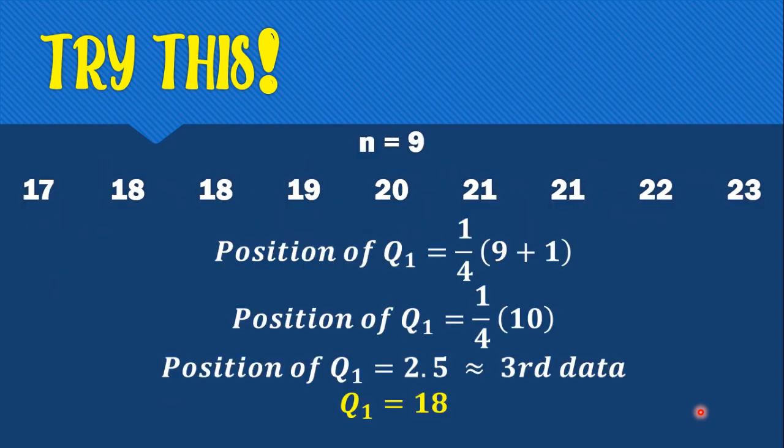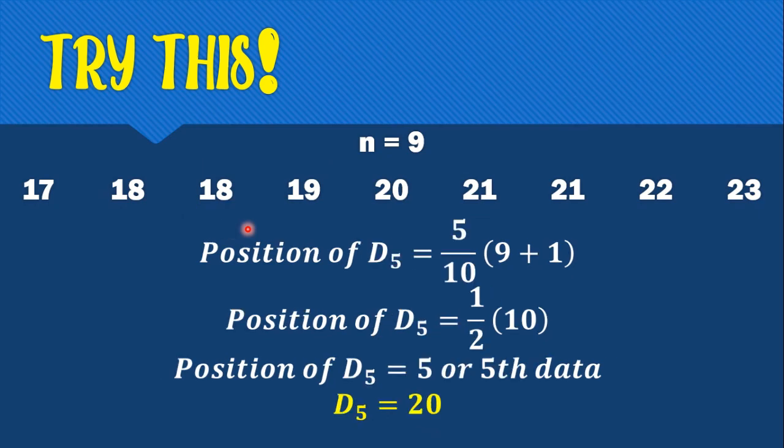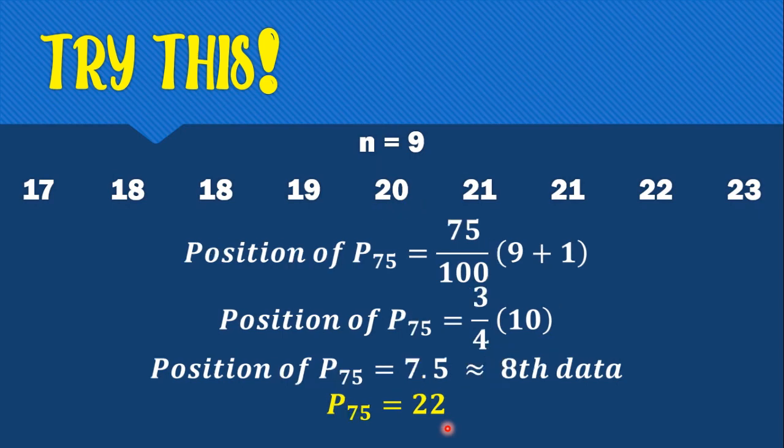Let us check. For our Q sub 1 or the lower quartile, we have 18, the third data from the given array. And for the D sub 5, our 5th data will be our 5th decile, that is 20. And of course, for our P sub 75, our 8th data will be 22.